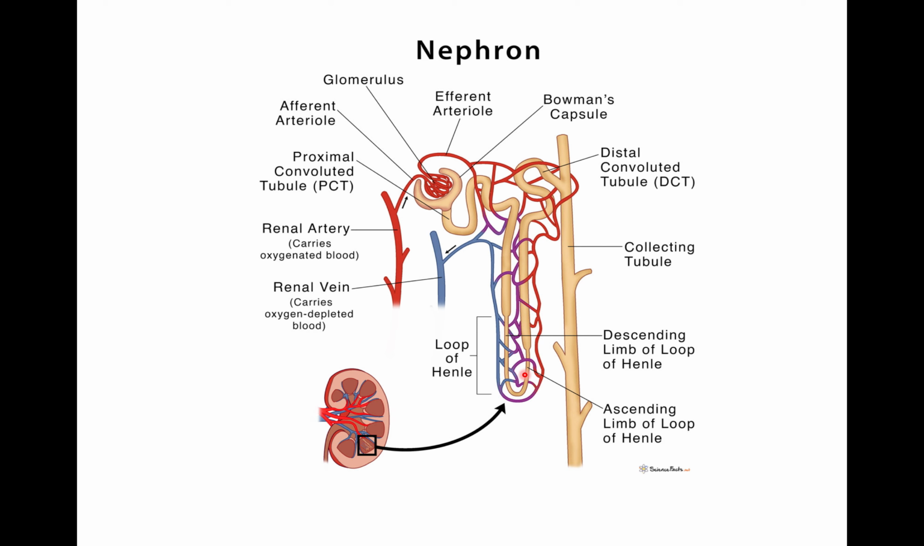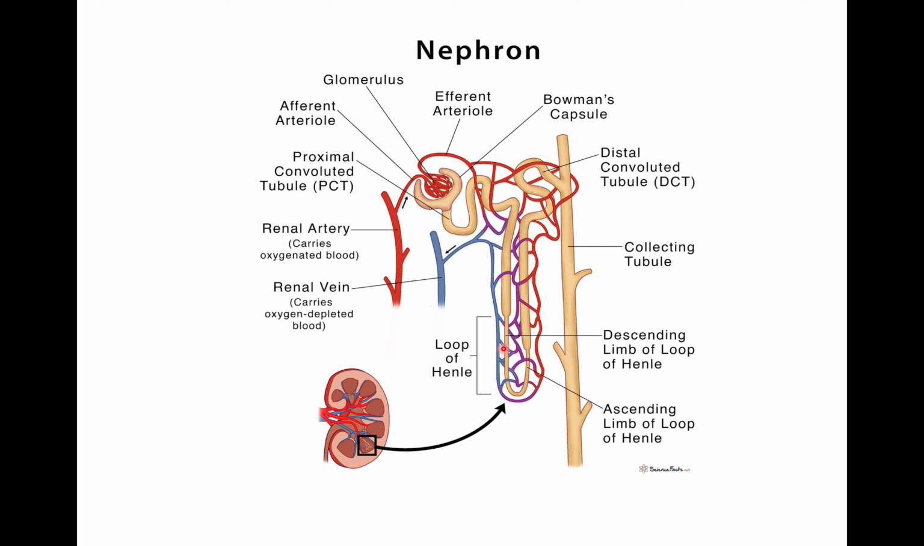In both the limbs, the direction of fluid flow is opposite. Thus, these two, along with the blood capillaries, form a system which is called the counter current system. I'm explaining again. These are the blood capillaries. In both these limbs, the direction of fluid flow is opposite. Thus, these two, along with the blood capillaries, form a system known as the counter current system.